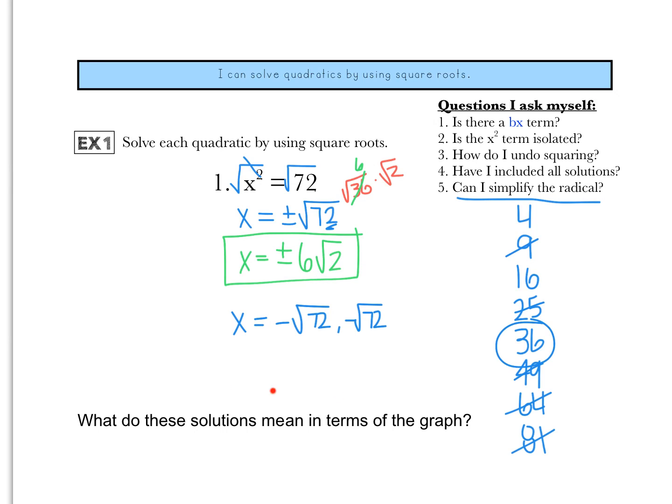So when I think about what these solutions mean in terms of the graph, we said there's multiple ways to solve a quadratic. We can graph it or we can square root it. So what it means is on the graph, these are the two places where that quadratic crosses the x-axis because solutions are the roots. So this is crossing at positive root 72 or 6 root 2, and it's crossing at negative. So remember that a quadratic usually has two solutions. And so we have to think about that plus and minus.